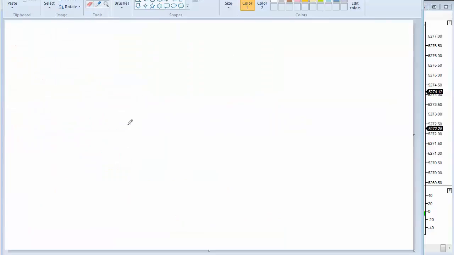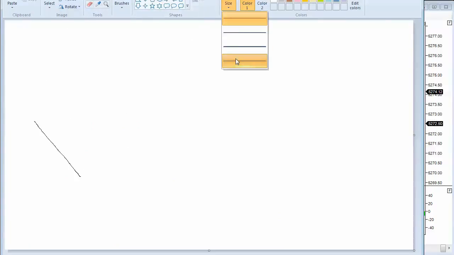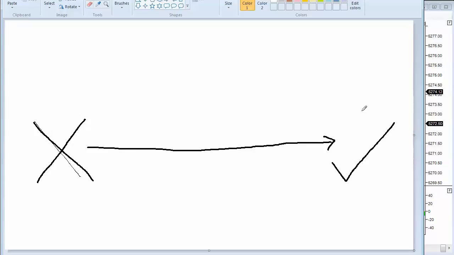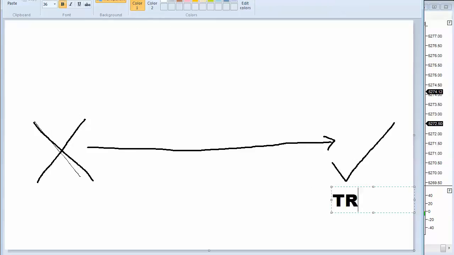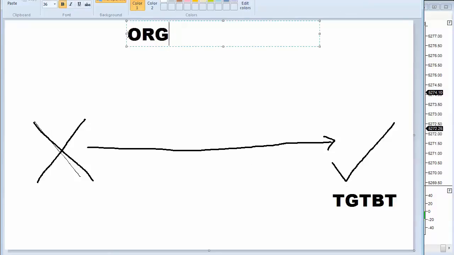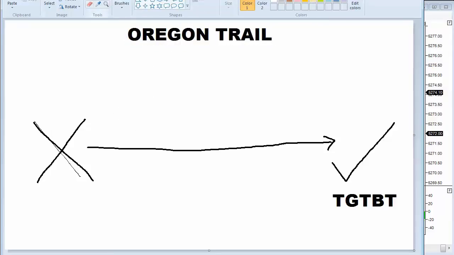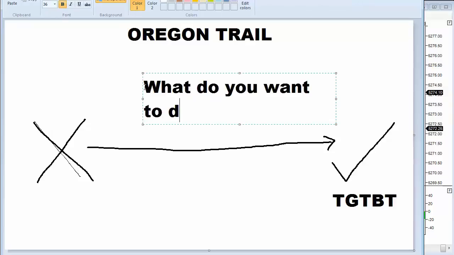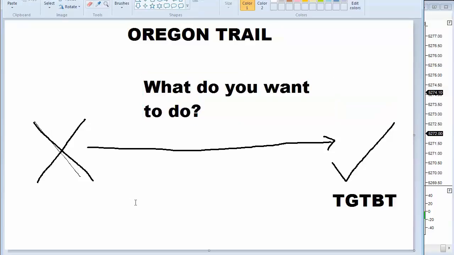So we're at the beginning, and I'm going to put an X here. This is the beginning, and this is where we want to be. This is a too good to be true chart where it just looks amazing. And much like the Oregon Trail analogy, the computer is sort of asking us, what do you want to do? What would you like to do?